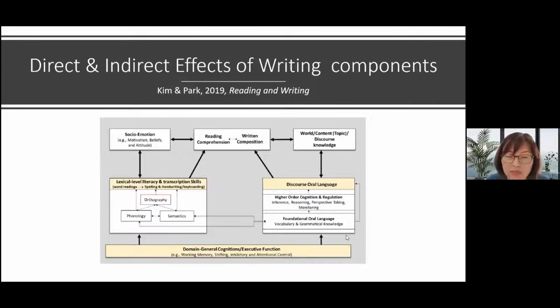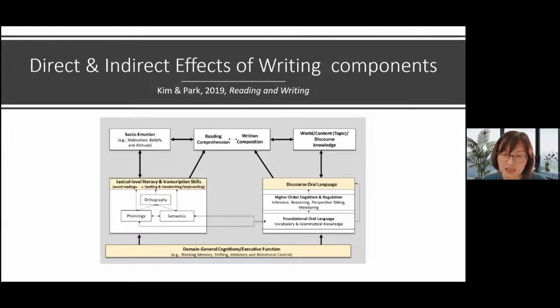Do you mind going back to the upper right, world content topic discourse knowledge? So that's there because when I'm given a writing topic to write about, of course, I need to have something to write about. Where does that something come from? My content knowledge, world knowledge, right? So if I'm asked to write about what I did over the weekend, I need to have something to write about. So that's why the content knowledge is important.